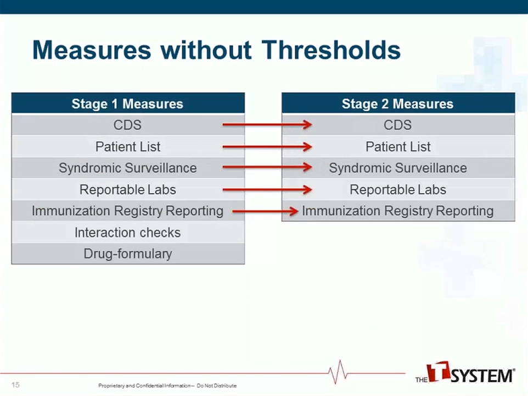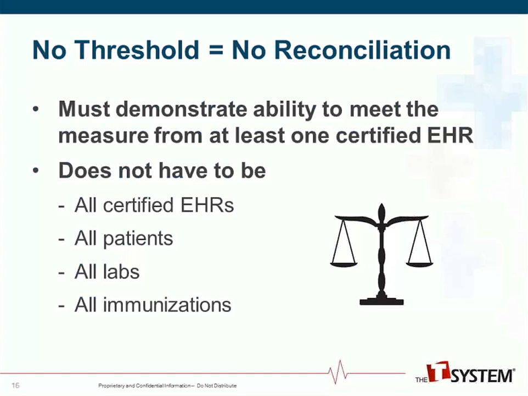The Stage 2 measures without thresholds actually include all of those from Stage 1. In fact, the interaction checks and drug formulary are really hidden in Stage 2 under clinical decision support, so they're actually identical. So hospitals will have had some experience with some or all of these measures in Stage 1, and will have a pretty good idea of what to do in Stage 2. The requirements are different in Stage 2, but again, they'll have a pretty good idea of how to deal with them. Since there's no threshold for these, there's no need to reconcile.